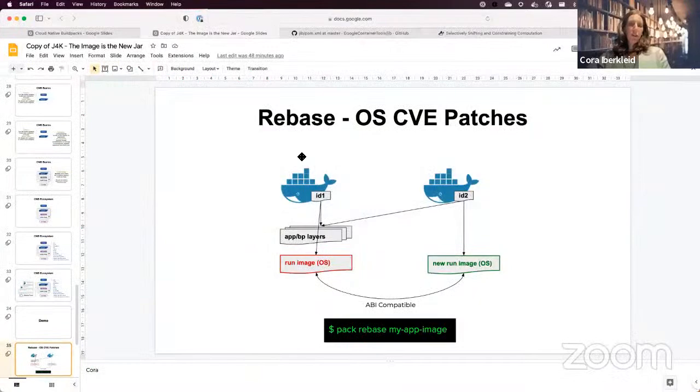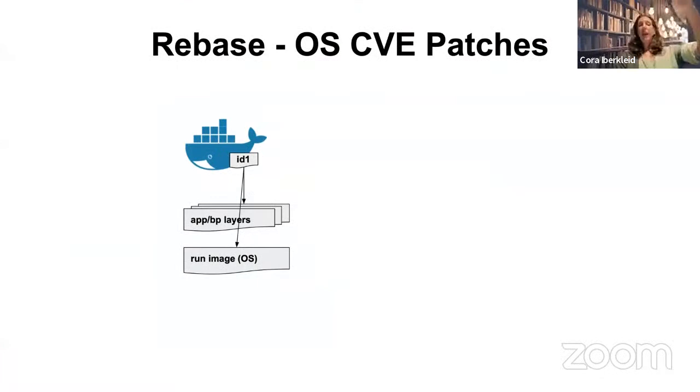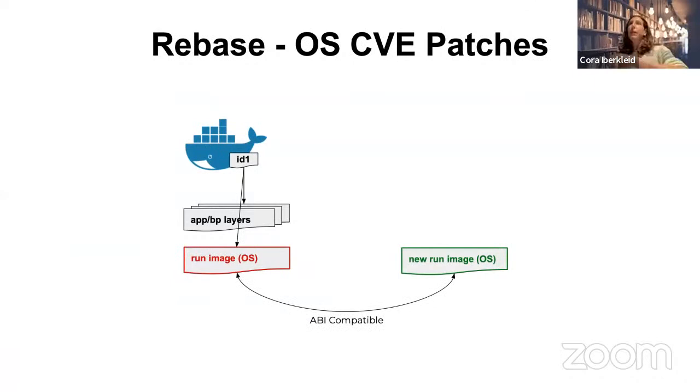So this would be just what we just saw, right? That rebase is an OCI image, basically a manifest file that's pointing to different layers. It points to the base layers for the operating system, and it points to the application layer, so every layer that was added by a buildpack. And if your run image is found to have a vulnerability, then you can obtain a new run image from your buildpack's provider.